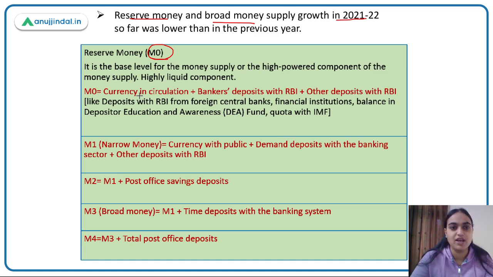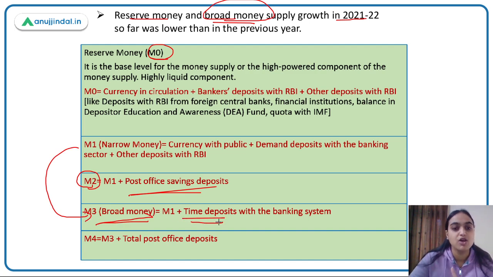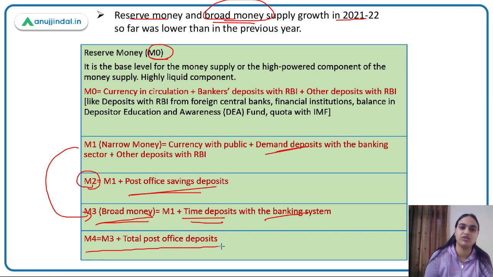M1 is narrow money, which includes currency with public. Jo bank ke paas hai, wo nahin. Jo public ke paas currency hai, that plus jo demand deposits hai with the banking sector plus other deposits with RBI. Then M2 is M1 plus the post office savings deposits. Then talking about the broad money, which has been talked about over here. So broad money is nothing but narrow money plus time deposits with the banking system. So M1 mein demand deposits aayi thi, time deposits nahi aayi thi, wo M3 mein include ho jati hai. And then M4 is M3 plus total post office deposits.